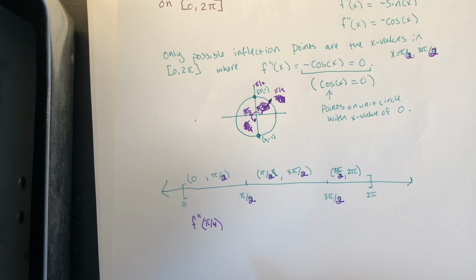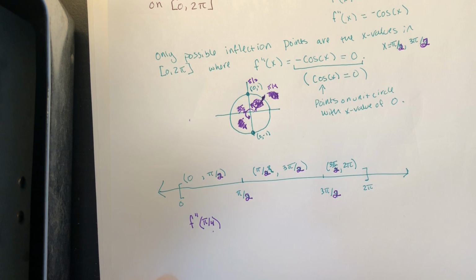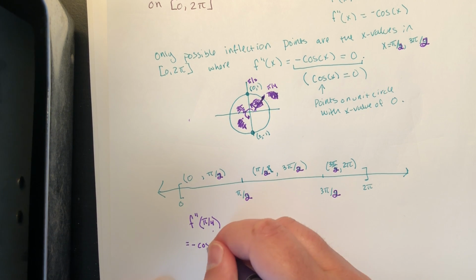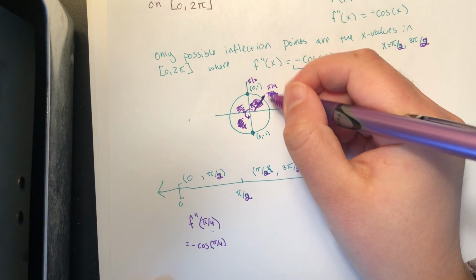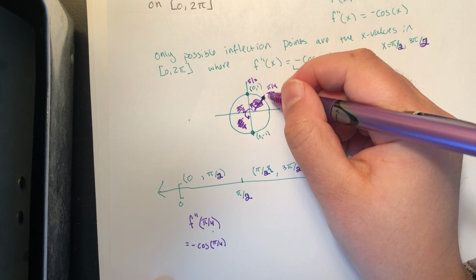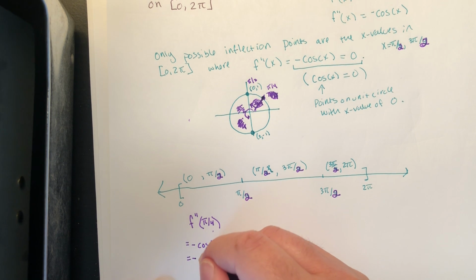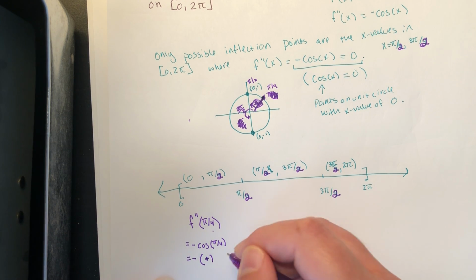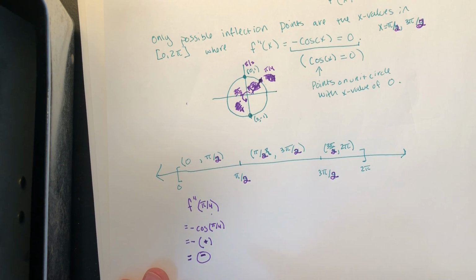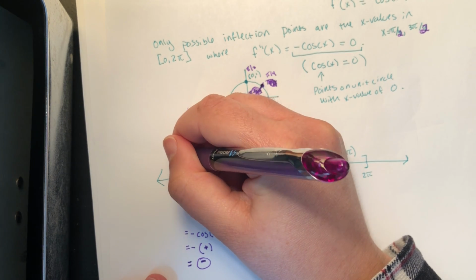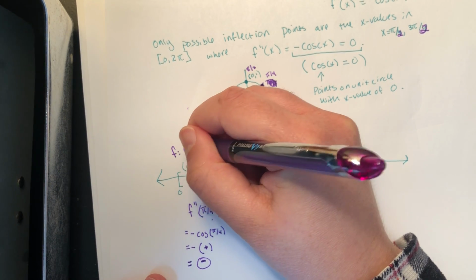When I plug pi over 4 into f double prime, we're going to get negative cosine of pi over 4. Cosine of pi over 4 is up here, so it's going to be positive. So this is negative times cosine of pi over 4, which is positive, which means this outcome here is going to be negative. Since the second derivative is negative on this interval, my original function f is going to be concave down.